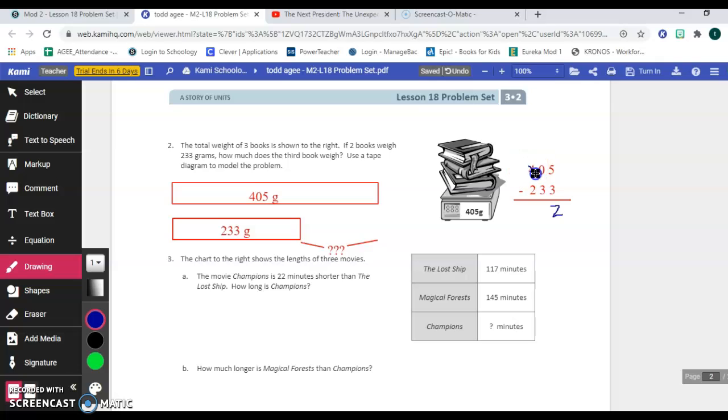No, we're not going to be able to do that without getting negative. So I'm going to unwrap one of these hundreds. I've got 3 hundreds left, and one of those hundreds is going to be 10 tens. So I'm going to put that 10 right above here and cross this 0 out. And this 10, now I have 10 tens to take away 3 tens. That gives me 7. And 3 hundreds minus 2 hundreds is 1. So the difference here between 405 and 233 is going to be 172 grams. That tells me the weight of the third book. So it's just putting together some reasoning, some modeling, some calculating to try to solve the problem.